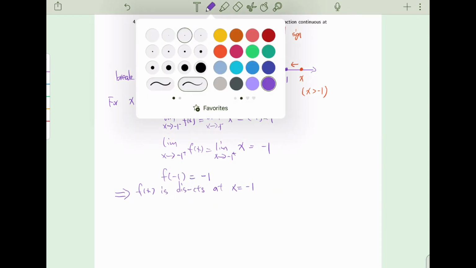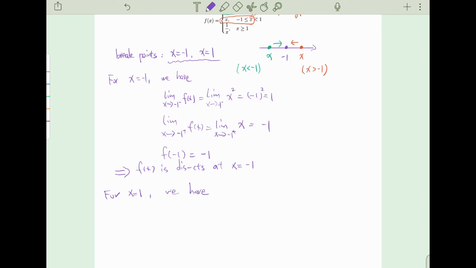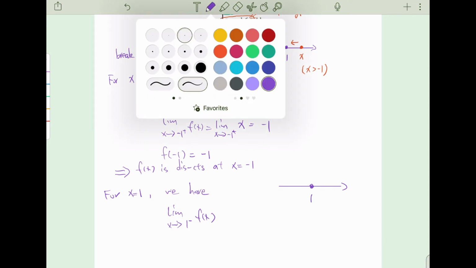Now we're gonna move on to the next point. That is x equal to 1, the other breakpoint. We check the limit as x goes to 1 from the left, right? And as usual, draw my number line just to be clear. This is x, right? From the left, you're gonna choose this, maybe another color, I'm running out of colors.